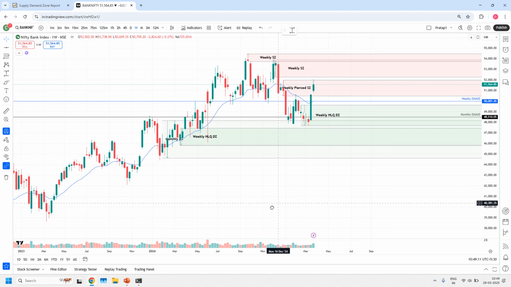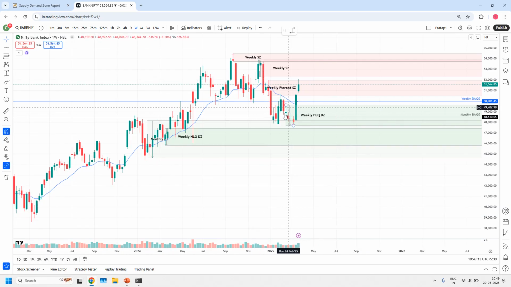Okay, this is what you are seeing on the weekly time frame. In case the first one is violated, with the next one we get support.